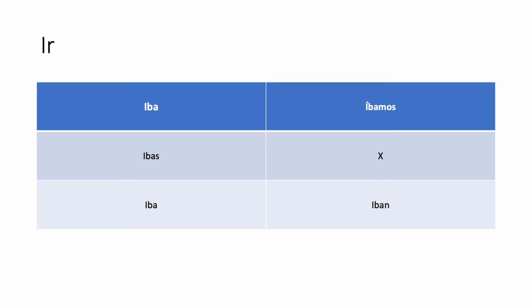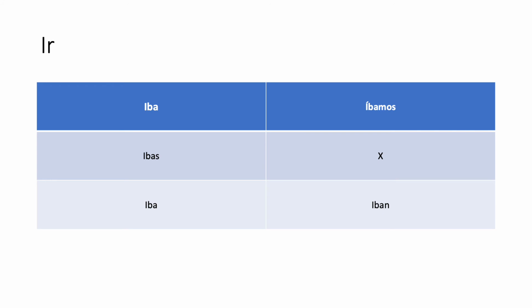It basically is an AR ending with an IR verb, which is definitely irregular, right? Iba, ibas, iba, íbamos. Notice that accent on the we form, and iban. Again, es, amos, an, just like all the other imperfect verbs.